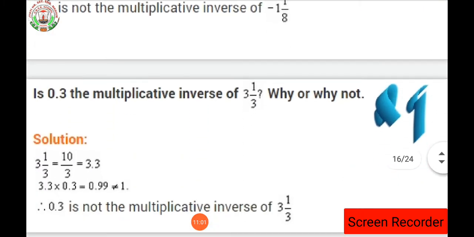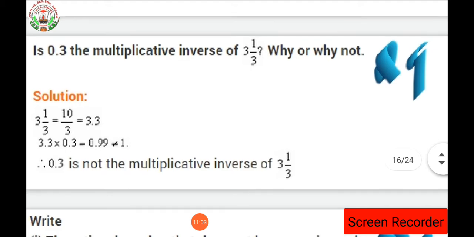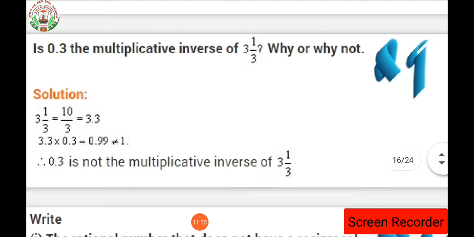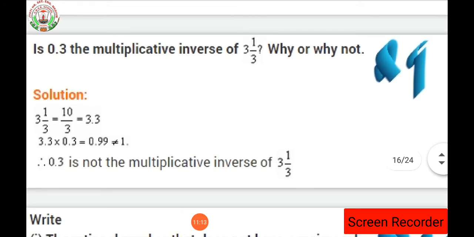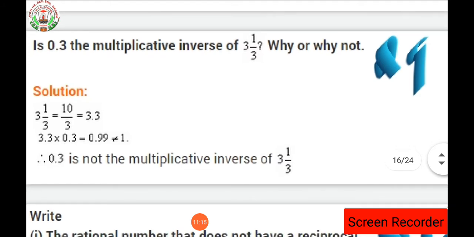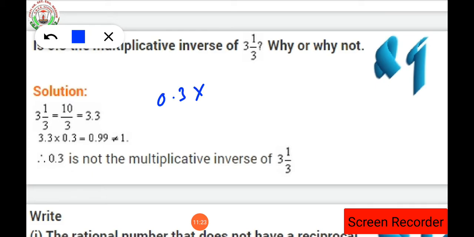Now let's move to question number 9. In question number 9 it is said that is 0.3 the multiplicative inverse of 3 1 by 3, why or why not? This question is again same as the above question. Okay, so first we are going to see what is said that is 0.3 is the multiplicative inverse of 3 1 by 3.